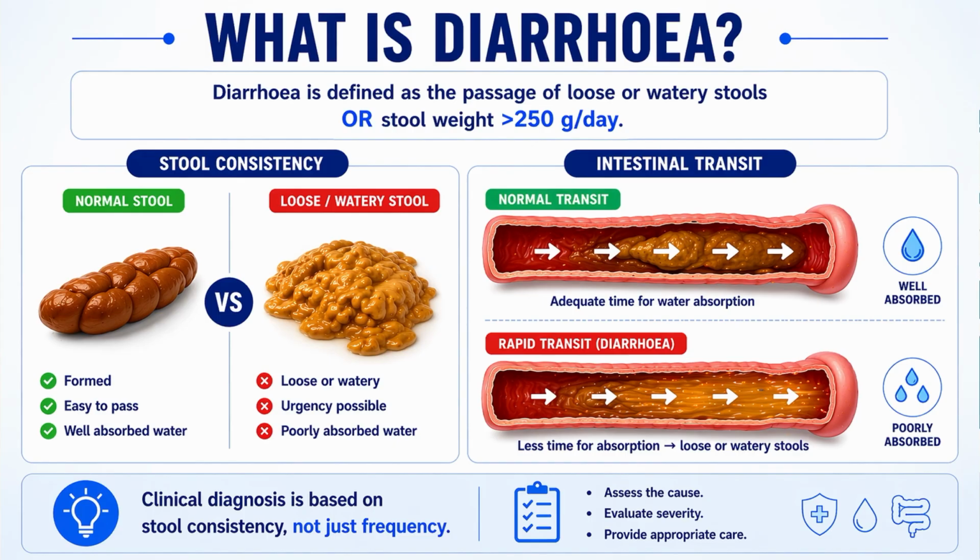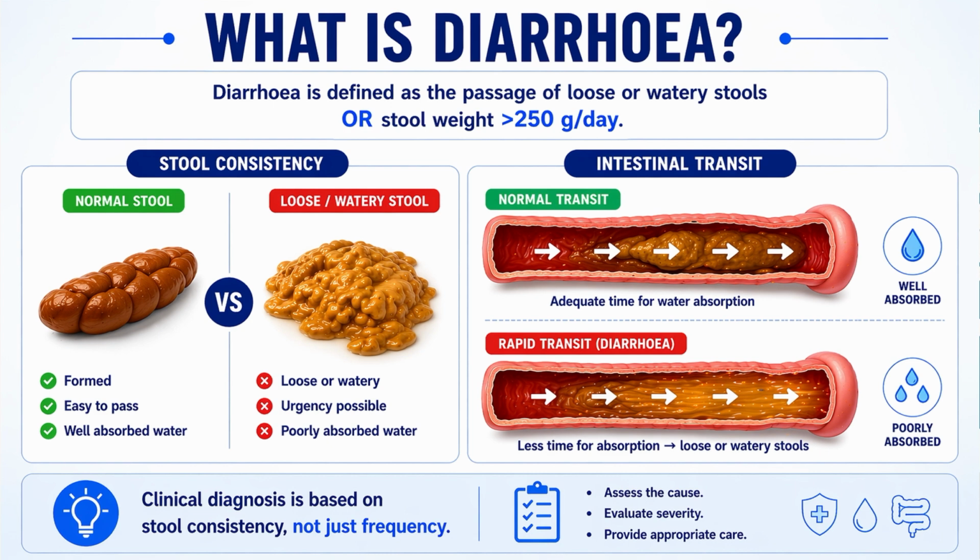Clinically, it is defined as the passage of loose or watery stools, or stool weight more than 250 grams per day. Now, globally, this is not just a symptom, it is the second leading cause of death in children under 5 years, making it a major public health concern.